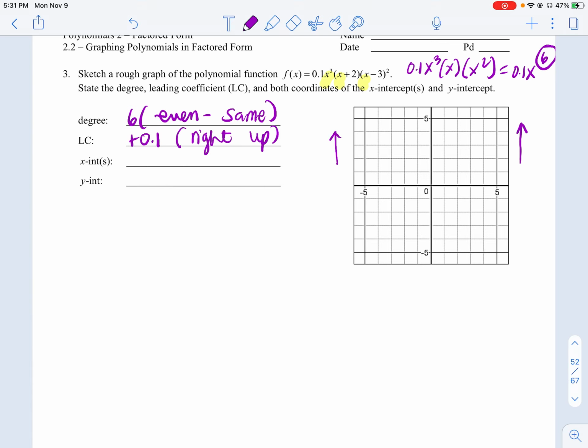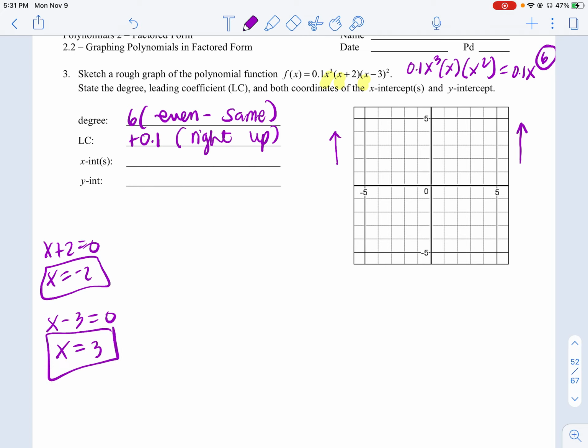Okay, for my x-intercepts, I'll start with x plus 2 equals 0, so that's negative 2. X minus 3 equals 0, that's a positive 3. So I know I have a 3 comma 0, and I know I have a negative 2 comma 0.